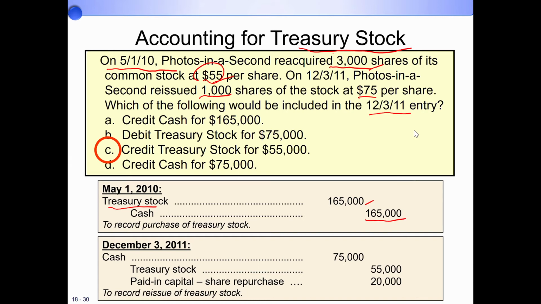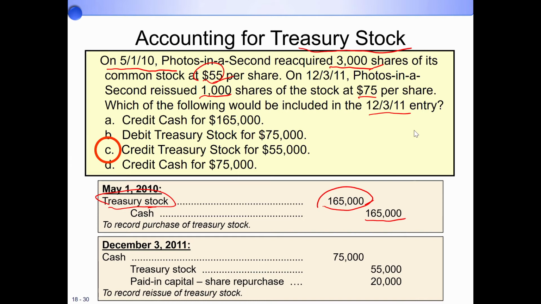Treasury stock. So we record it at the cost. This is the cost of the treasury stock, and this is the contra shareholders equity account. So when you calculate shareholders equity, you subtract, right? So this is 165 at this moment.